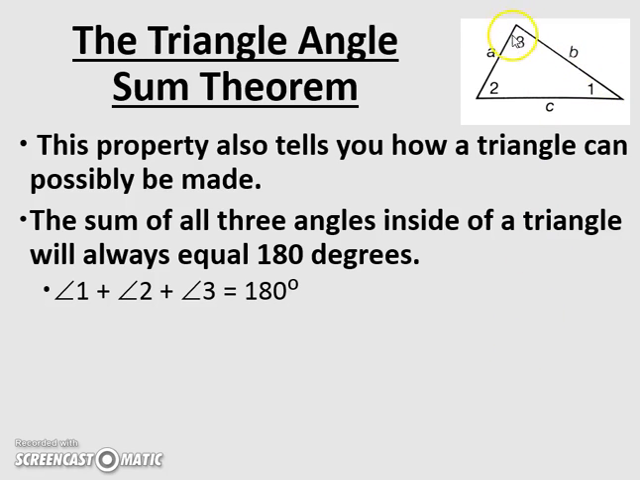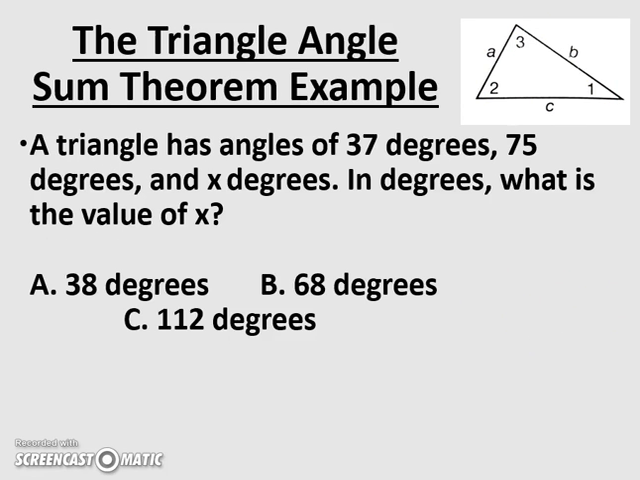So if you look at this triangle up here, angle 1 plus angle 2 plus angle 3, whatever their degrees are, will always equal 180 degrees. So let's look at an example. A triangle has angles of 37 degrees, 75 degrees, and x degrees, so we don't know. In degrees, what is the value of x?